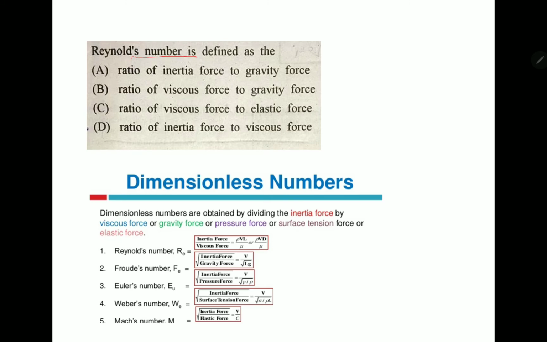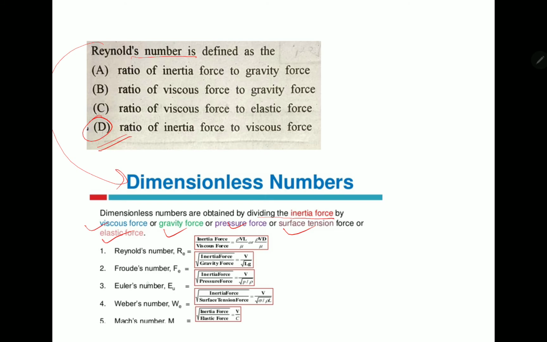Reynolds number is known as a dimensionless number. Dimensionless numbers are obtained by dividing the inertia force by viscous force, gravity force, pressure force, surface tension and elastic force. In this question our right answer is option D.